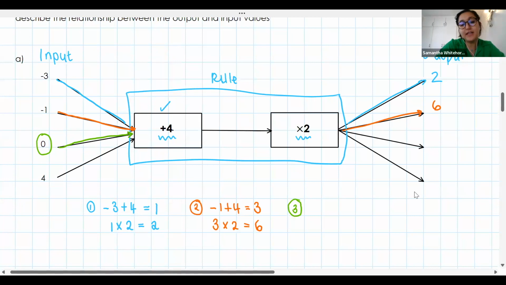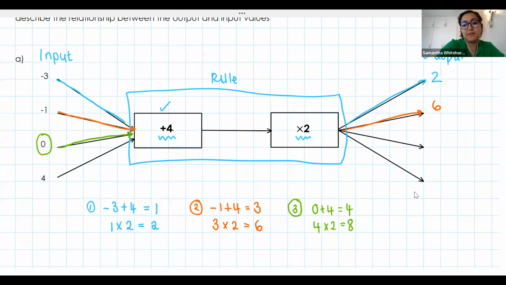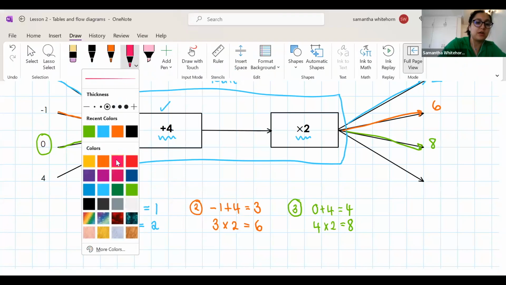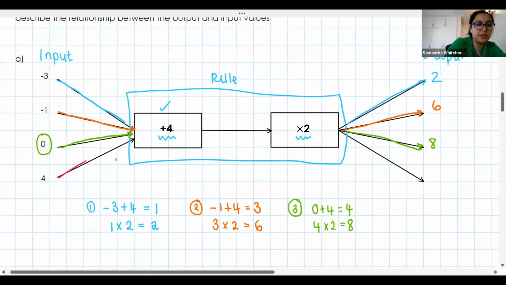Excellent. So if we take our input, and we say 0 plus 4, we get 4. And then we still have to times that by 2. And so we get that final output of 8. Very nicely done. Right, so because we're on a roll, I want you to try for me the last output, which is taking an input of 4 and applying our rule. So tell me what we'll get there.